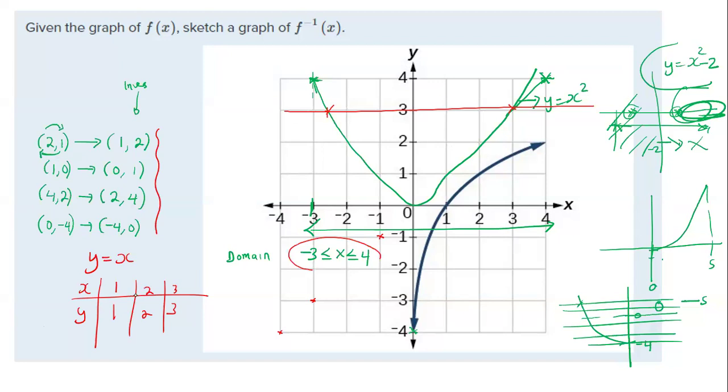So which part can I remove? When I change my domain and I say my domain is going to start from 0 less than or equal to x less than or equal to 4. Members, tell me, this is part A, this is part B. Which part do you think I'm going to take on when I say that this is my domain? Which part do we consider?